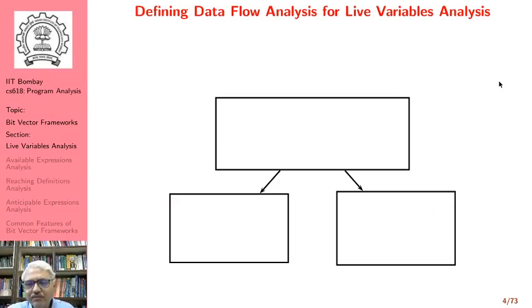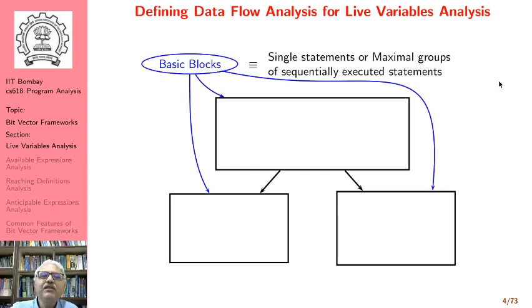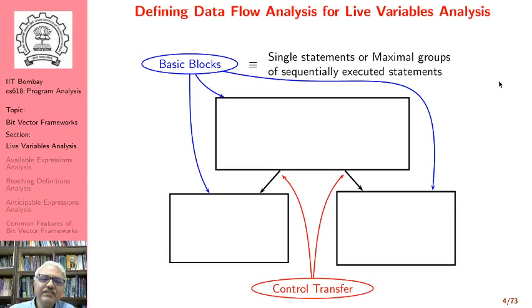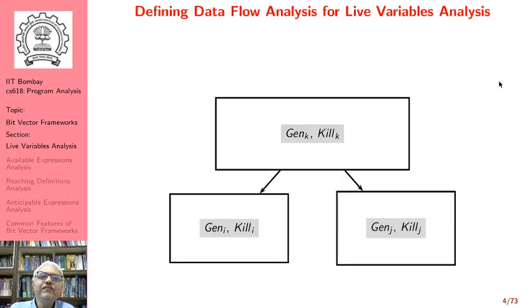So we now come to how we would like to compute, how we want to perform live variables analysis, how we would like to compute the set of variables that are live. We have already seen in the introductory module that we have basic blocks that are single statements or maximal groups of sequentially executed statements, and the edges between the basic blocks indicate control transfers. These basic blocks form the nodes in a control flow graph. And then we define certain sets associated with each basic block or a node.